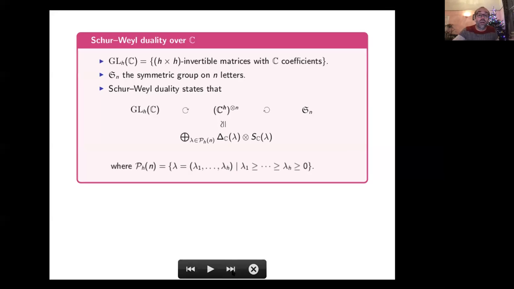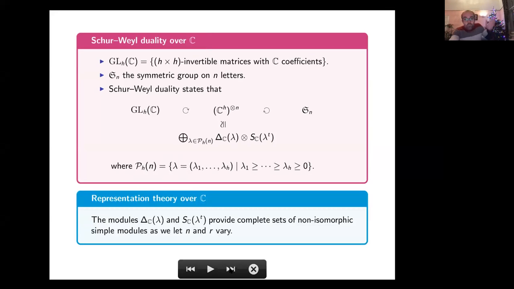Well, this is the one thing that I really added this slide in order to say, which is that this is the set Lambda of all partitions of n into at most h non-zero parts. So the GL_h bit is saying you're only allowed h rows, and the symmetric group bit is saying that when you add up those rows, it must be n. And then the representation theory of the symmetric groups and the general linear groups is just great. They're the same. You pass from one to the other through Schur-Weyl duality.